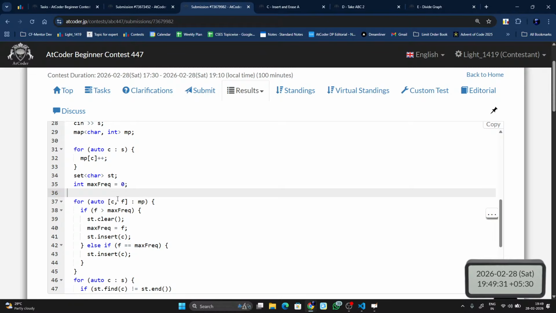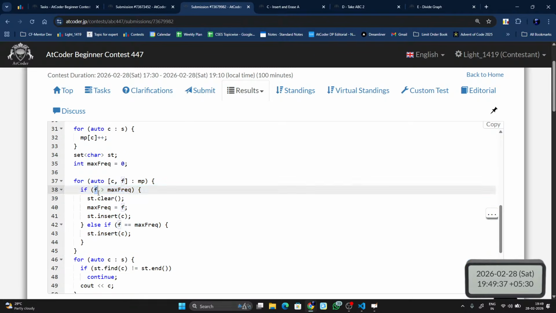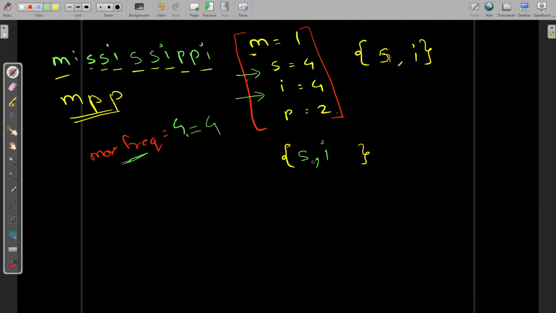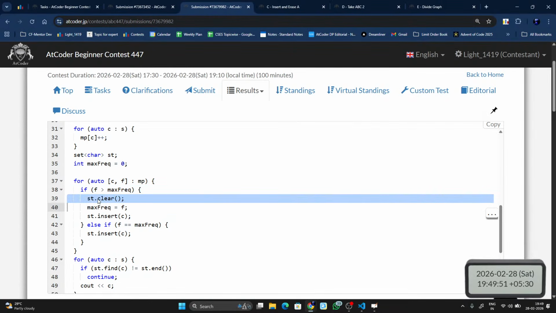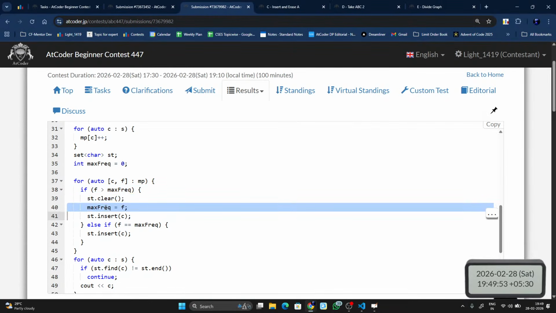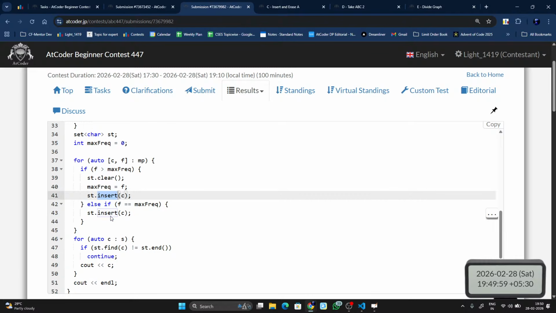This is our map, and we are checking exactly these conditions. If the current frequency is greater than max frequency, then what did we do? We cleared the whole set, inserted the new character, and set the max frequency to the current frequency. So this is the same thing: clear the whole set, set max frequency equal to current frequency, and insert the new character into the set.